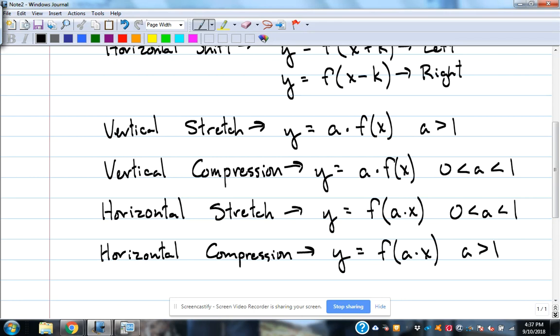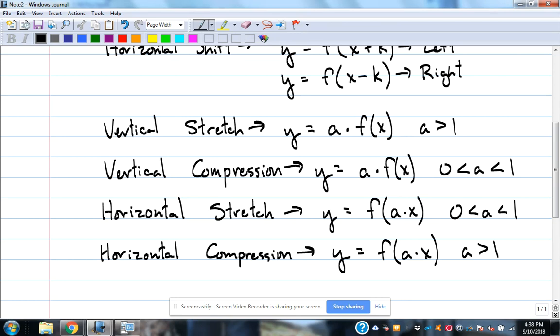1.5, 1.2, 3, 765. Any of those numbers are big numbers. If you multiply by a big number on the inside, it's a horizontal compression. Vertically, on the outside, a big number stretches. Horizontal does the opposite: big number on the inside, compression.